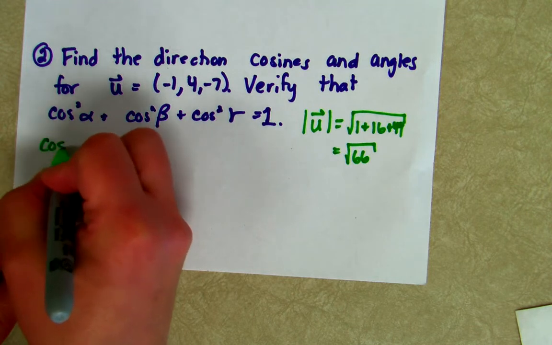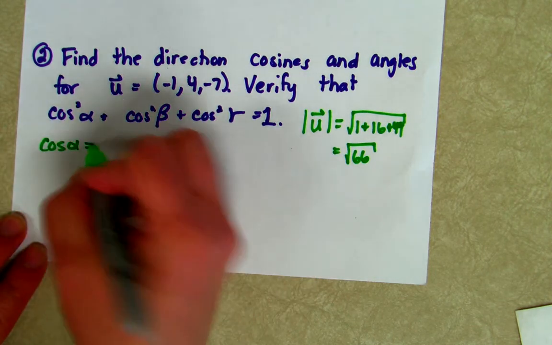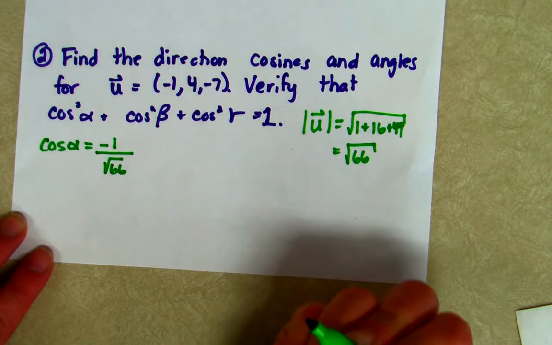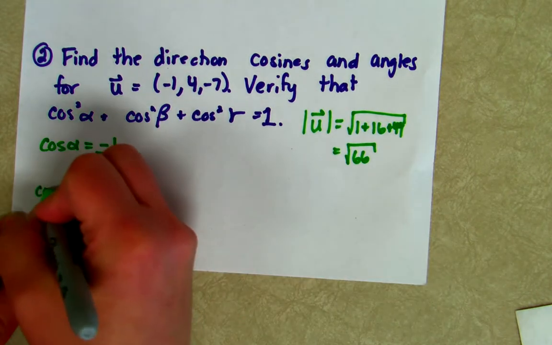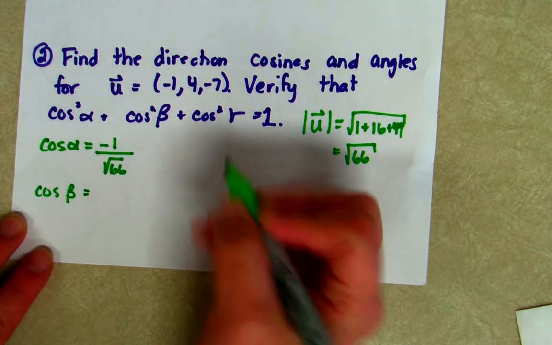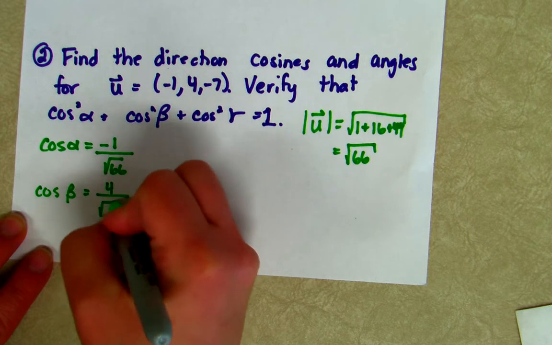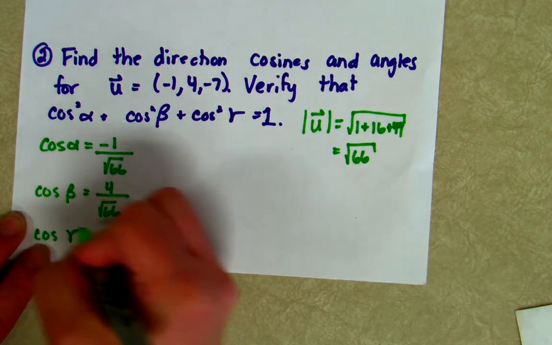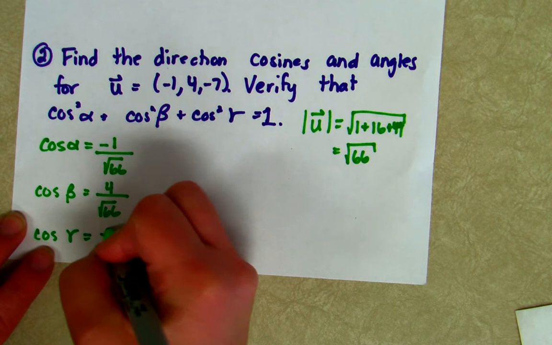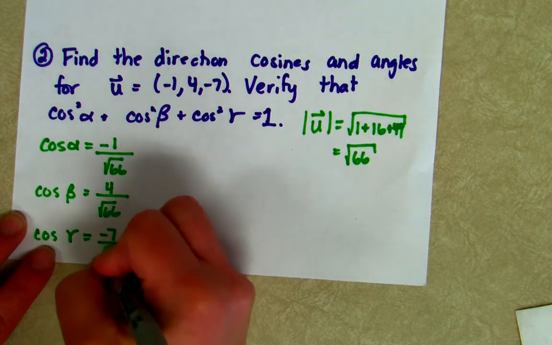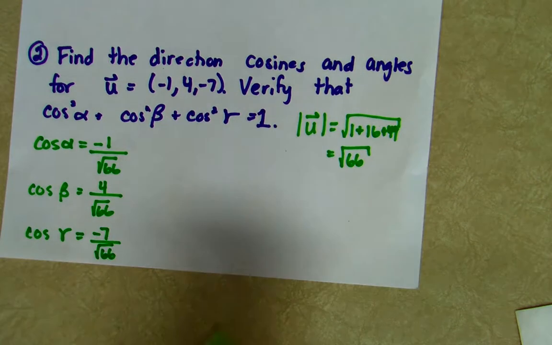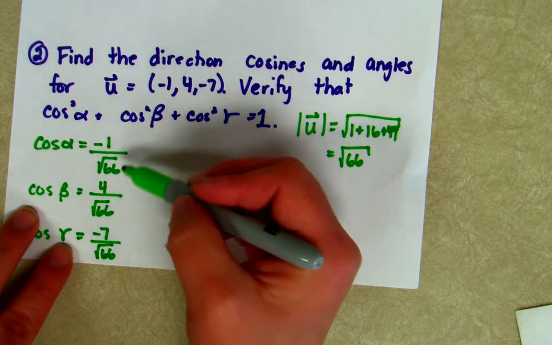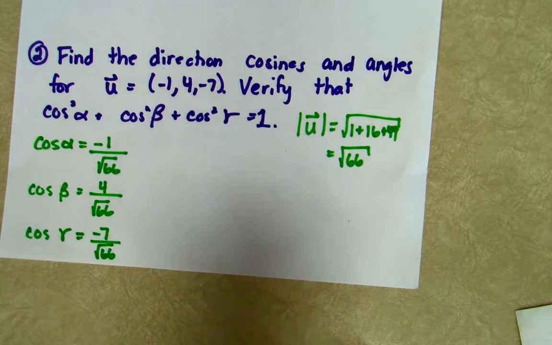So our formula says the cosine of alpha is the x-coordinate over the magnitude. The cosine of beta is the y-coordinate over the magnitude. And the cosine of gamma is the z-coordinate over the magnitude. So find the direction cosines. There are the direction cosines. Cosines represent ratios or fractions.